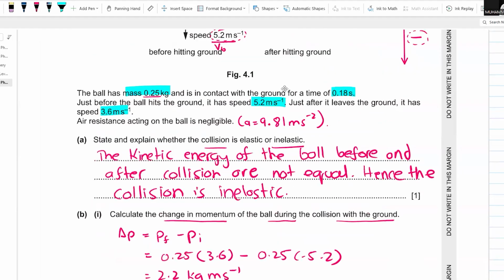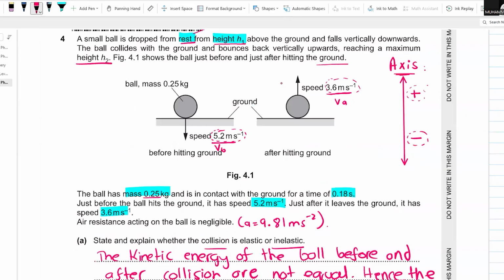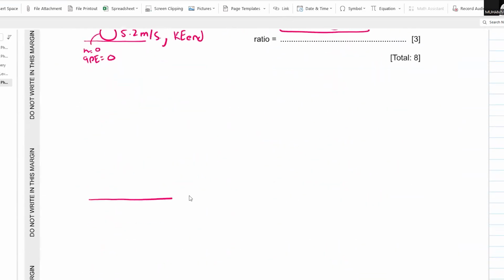You will have to read the question further. What is written? The ball collides with the ground and bounces back vertically upwards, reaching a maximum height of h2. Okay, what is happening? The ball is hitting the ground like this, has a velocity of 3.6 meters per second, bounces back upward, and reaches a maximum height. At the maximum height, velocity will become 0. This height is h2.